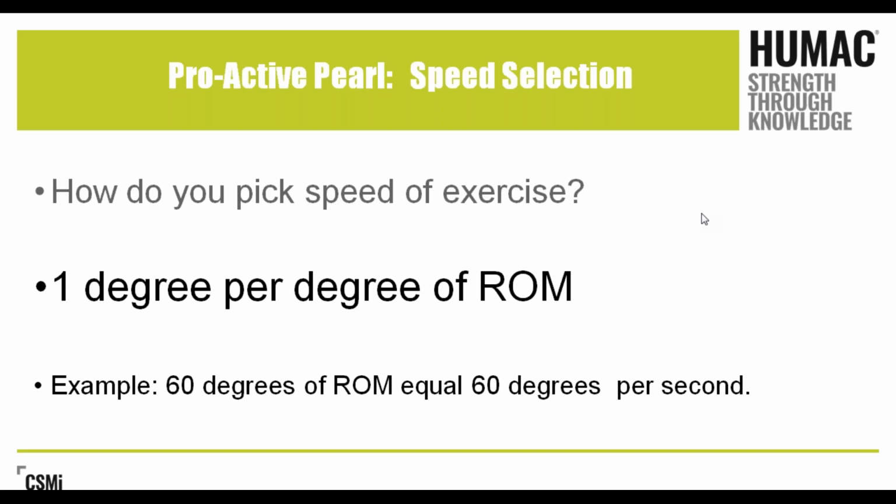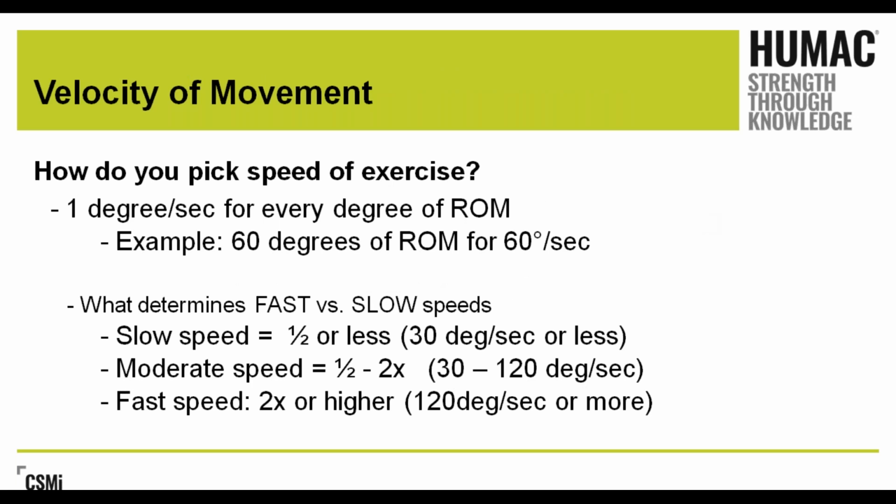I'm not talking post-surgical. I'm not talking about someone who has a neuropathy or another issue or inhibition. I'm talking about someone who's fairly normal that we maybe want to test, and we want to be able to get into a training program more effectively. So how do we pick that speed? Again, 1 degree per degree of range of motion. So for 60 degrees, I want to go 60 degrees per second. If I have 60 degrees of range of motion at my knee, I want to go at 60 degrees per second as a comfortable speed for someone who's normal.